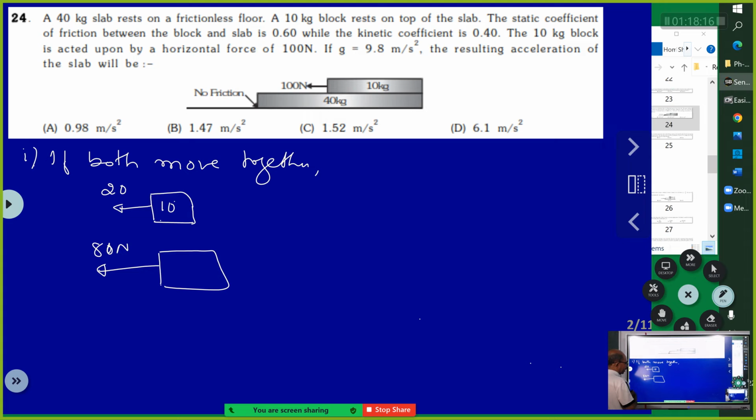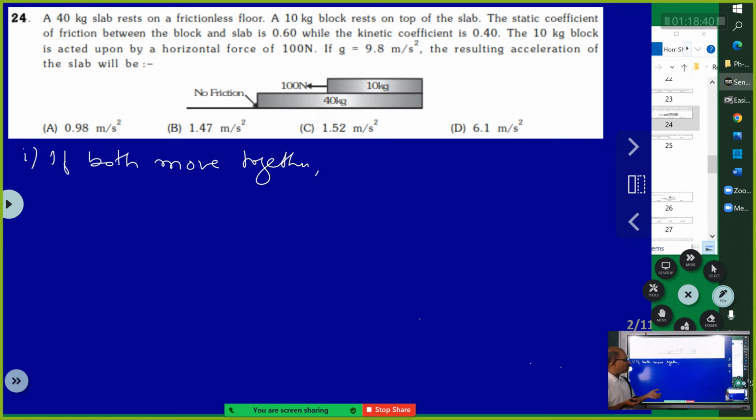And what will drive it in this direction? It is the frictional force. That is the frictional force will drive it like this. It should be 20 and 80. Okay, now try to understand this. See here, 100 Newton, assume that it is trying to pull the 10 kg. So 10 kg wants to move.